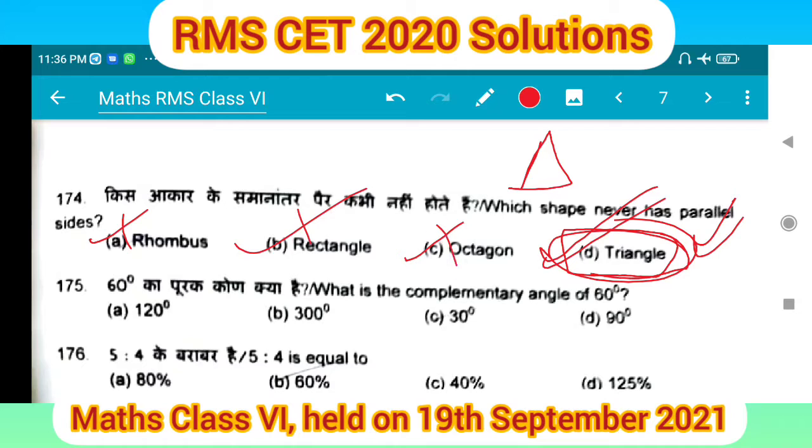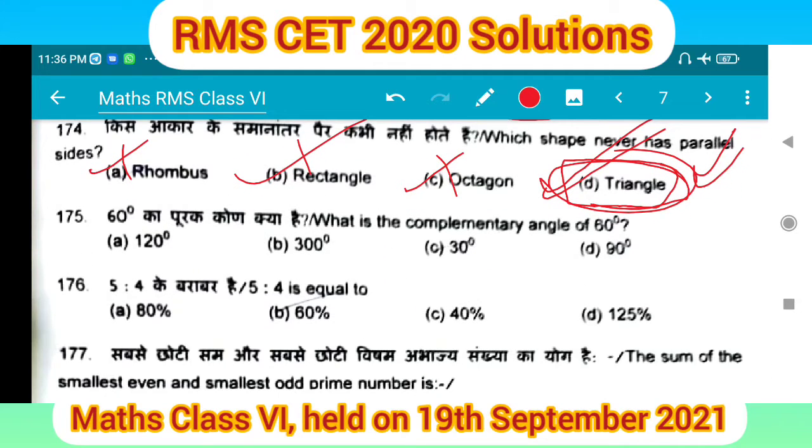Alright. Got this? Okay. What is the complementary angle of 60 degrees? Complementary angle means 90 degrees. 90 degrees means 60 plus 30 is 90. So this is the answer.